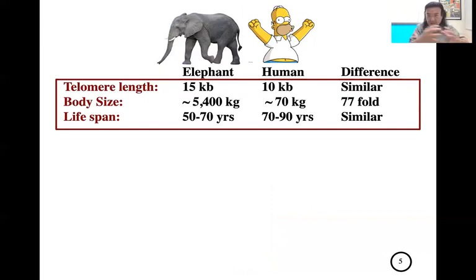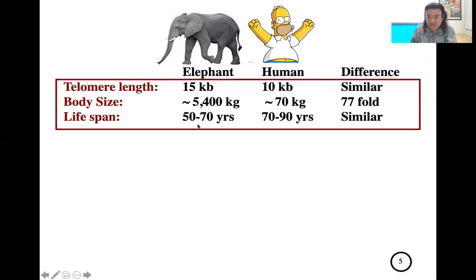Mice are teeny tiny compared to people. What about other mammals that are way bigger than people? Right, let's look at an elephant, for example. A typical elephant, and there are several species of elephants, has a typical body size of 5,400 kilograms, compared to the typical 70 kilograms of an adult human. So an elephant has a 77-fold larger body size than a person.